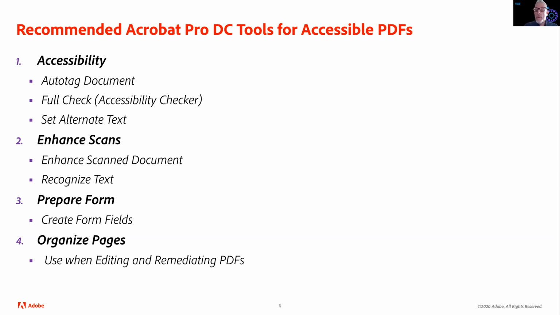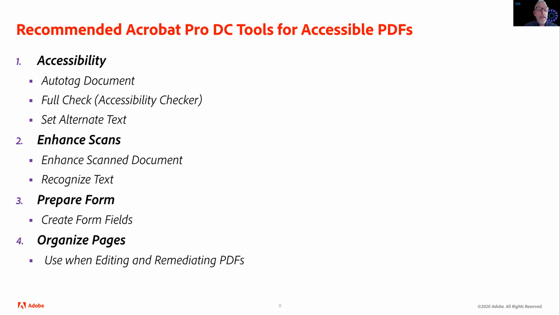Enhanced scans. If you have a scanned document, I always enhance it first. That sharpens the text, flattens the edges a little bit, and just makes it easier for the text to be recognized. And then you can recognize the text. The prepare form tool. There are multiple ways that you can create form fields within a PDF. I always recommend using the prepare form tool. It makes your life simpler. As we go through this, you will understand that I am basically a very lazy person, and I like to do things in the easiest possible way. I suppose another way to say it is, I'm an efficient person, but really I'm just lazy.